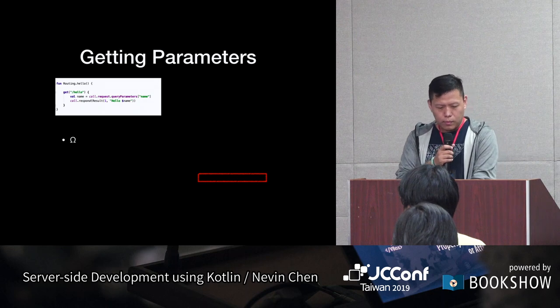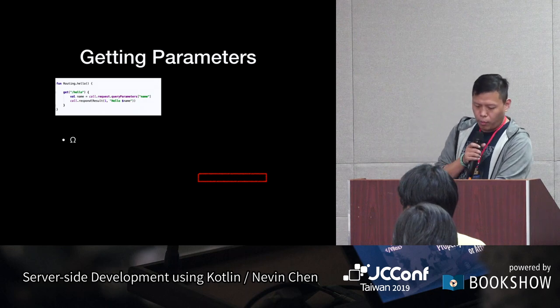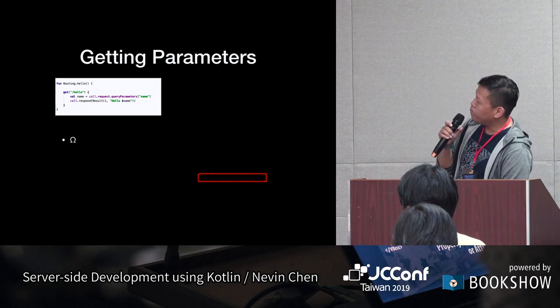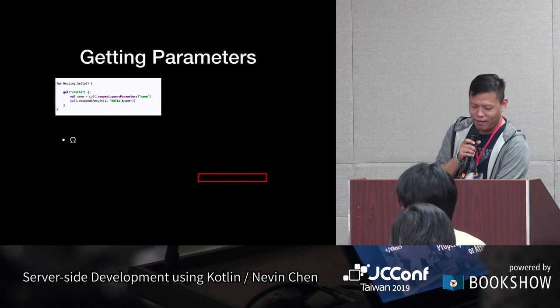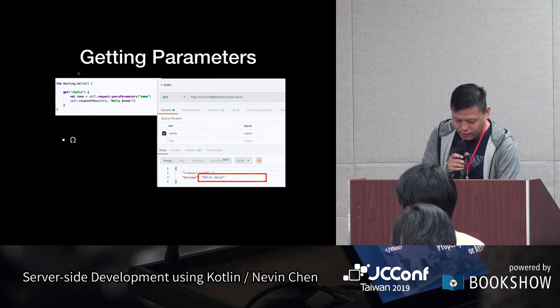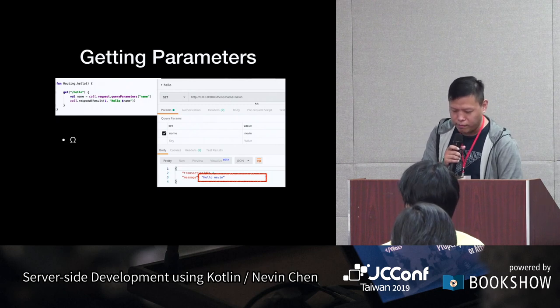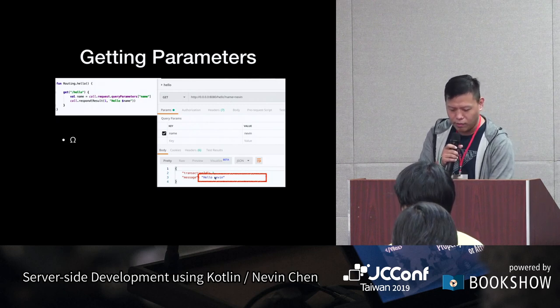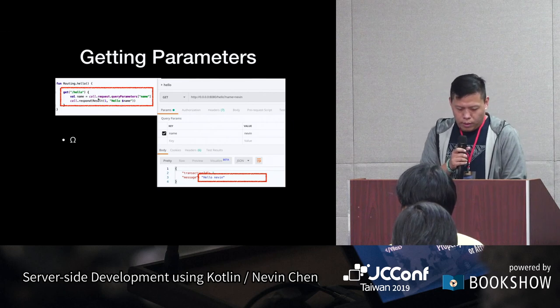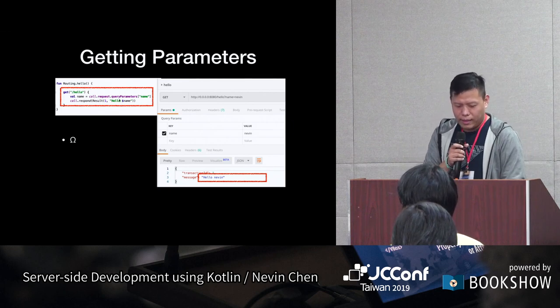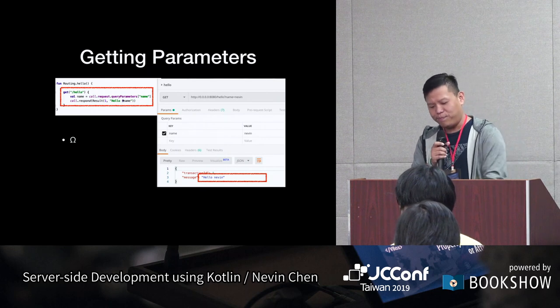So getting parameters is also important. Because if a REST endpoint doesn't get any parameter, it doesn't mean anything, right? So here I want to say hello Nevin. If I specify Nevin here, I want to return hello Nevin. What I do is use call to access the request and get query parameters. So very simple.